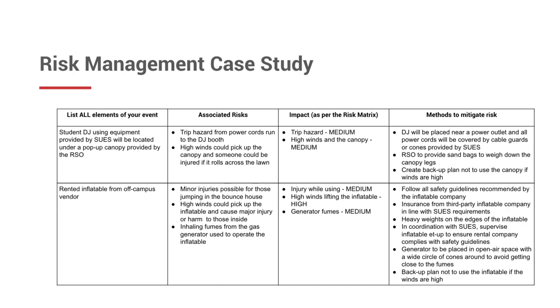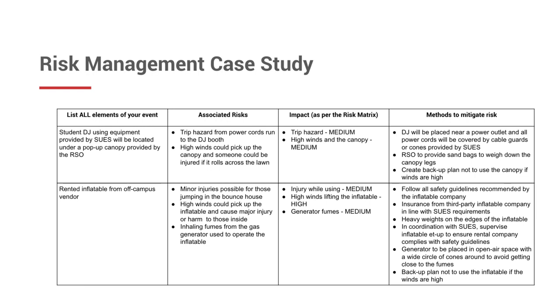The next element of our program is the inflatable bounce house that is being rented from a third-party off-campus vendor. Individuals who are jumping in the bounce house risk minor injuries such as a sprained ankle. Again, winds could be a factor, which are dangerous with inflatable bounce houses as they can be picked up and blown across the field, posing the risk of more serious injury if someone is inside at the time. The rental is inflated via a small generator, which could also pose the risk of guests inhaling fumes from the gas that powers the generator.